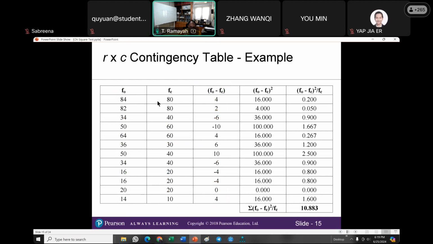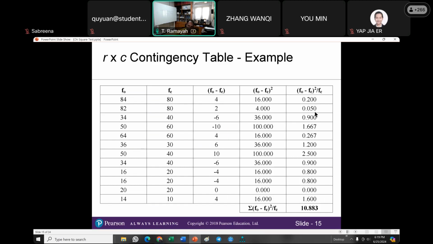So we will first take the observed minus the expected. This number minus this number, we will get the residual. Next, we will square them. Finally, this squared value will be divided by FE, which is this one. So 16 divided by 18, you get this. 4 divided by 80, you get this. 36 divided by 40, you get this. Okay, so that is how this is calculated.